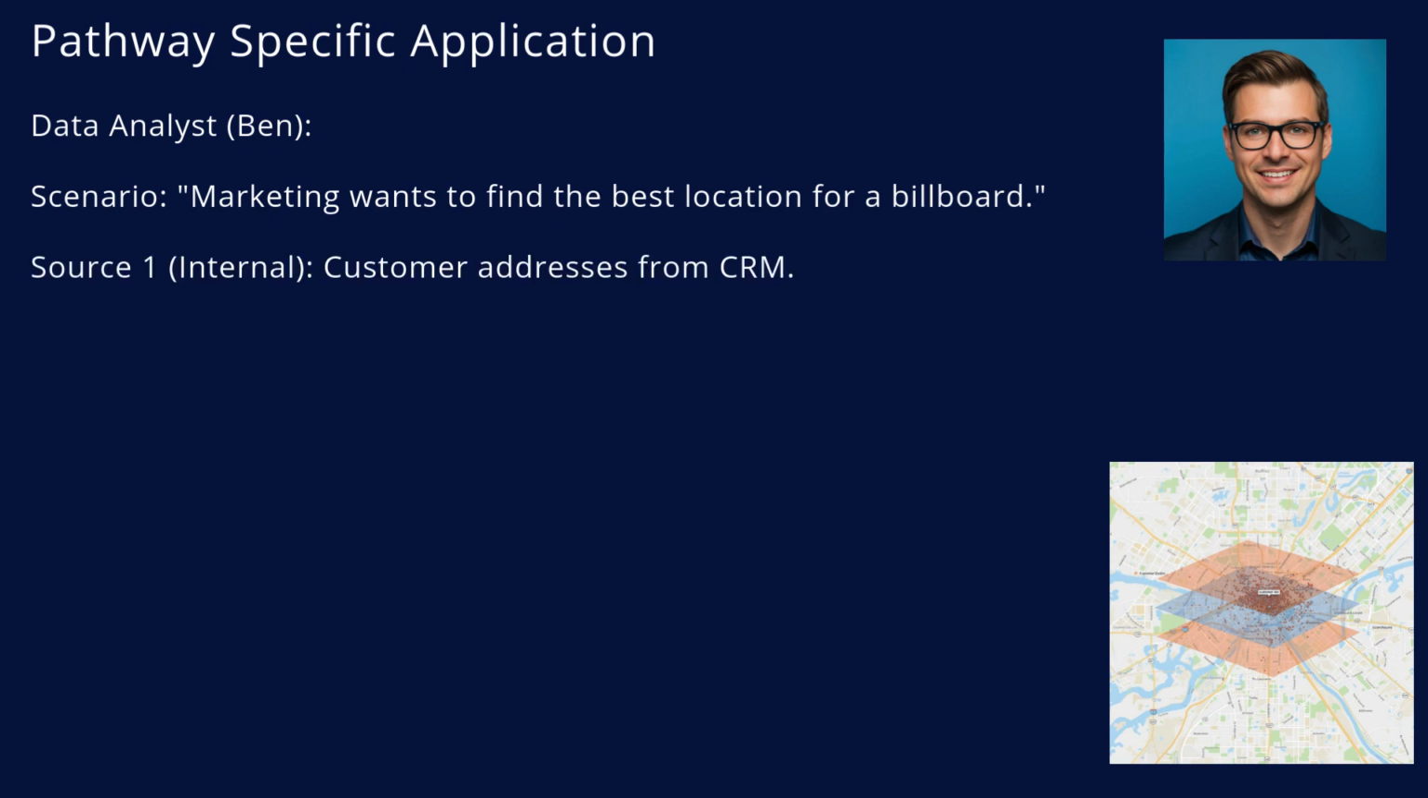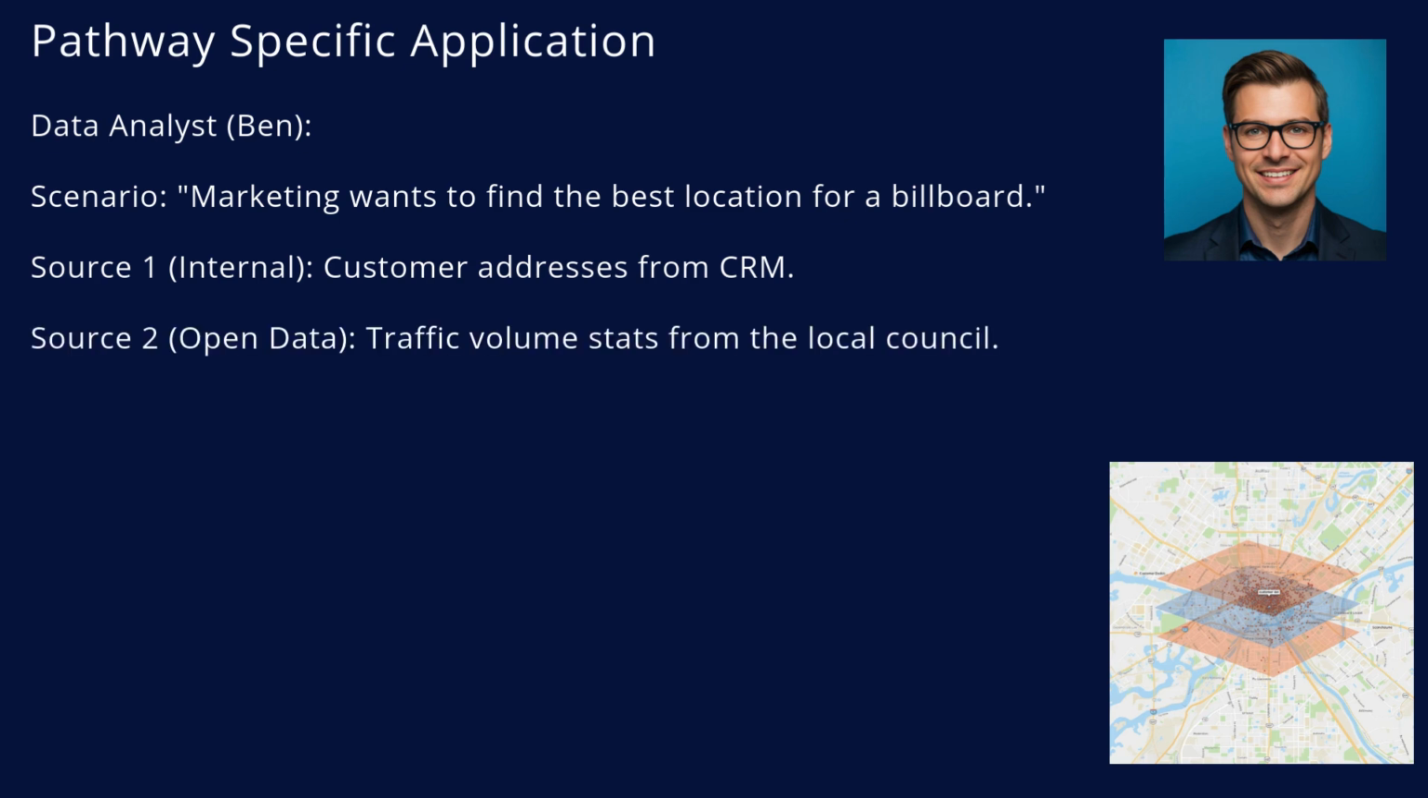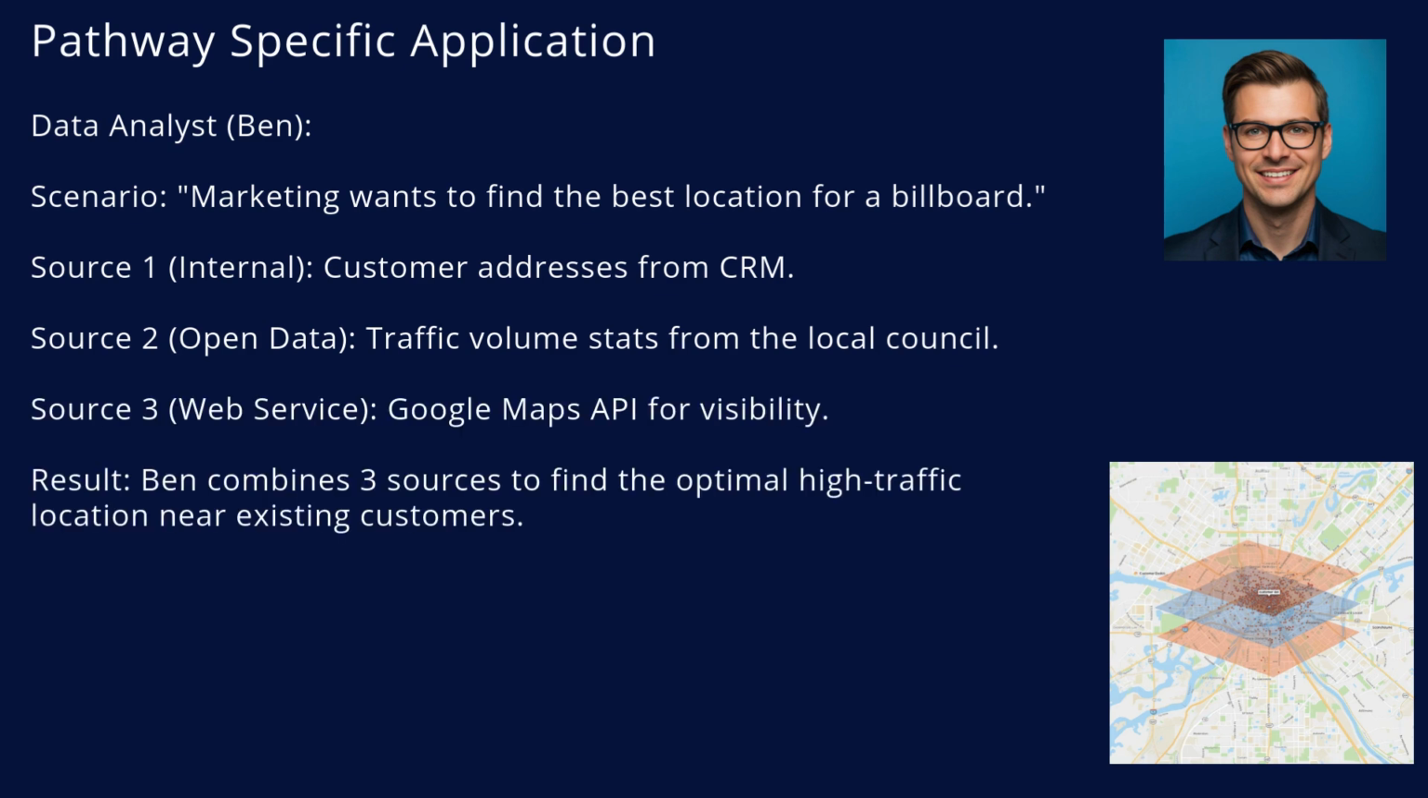Source 1, internal: you pull customer postcodes from your CRM to see where your buyers live. Source 2, open data: you download traffic volume statistics from the local council to find busy roads. Source 3, web service: you use the Google Maps API to check street visibility.